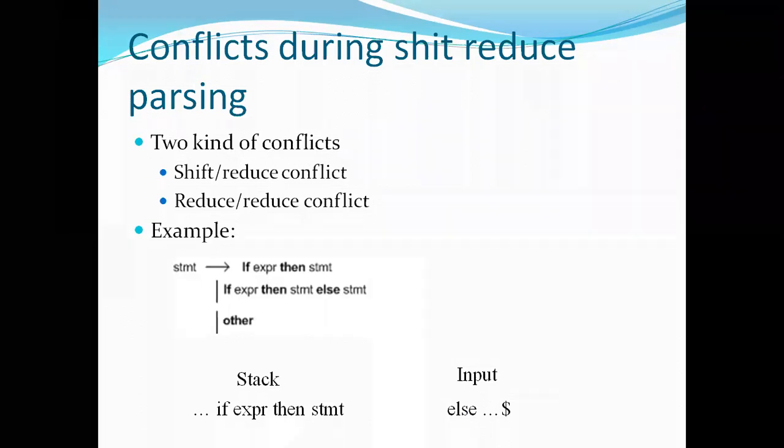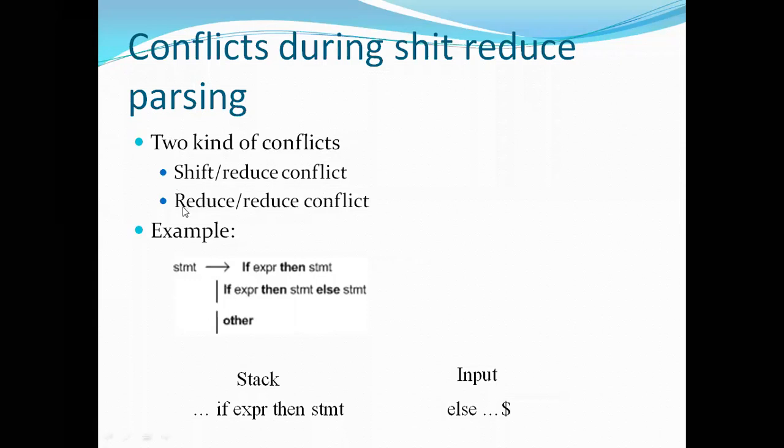This else is pushed into the stack. So these are the conflicts: we can perform both shift operation as well as reduce operation. When we have to choose between the two, that is called the shift reduce conflict. At that situation we perform only one correct action, either shift or reduce. So that is the shift reduce conflict.